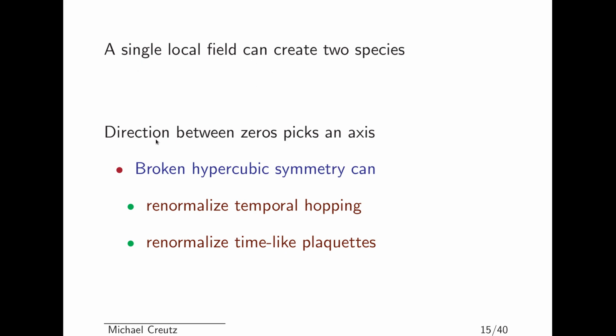The point is that the direction between the 2 zeros picks an axis. And this broken hypercubic symmetry can renormalize the temporal hopping, can also renormalize time-like plaquettes. But it is an amusing thing that a single field can create 2 different species.